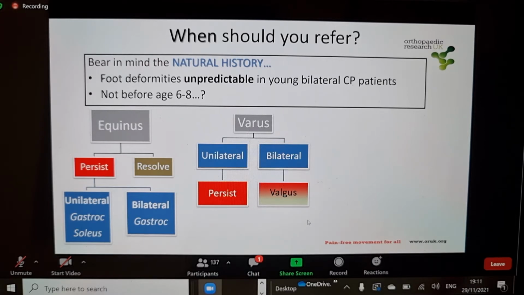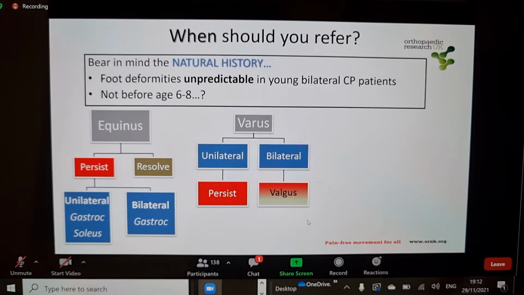It's not simple as varus, of course. We'll come on to that in a moment, but that's what people commonly call it. In these patients, there's a difference between the unilateral cerebral palsy and the bilateral cerebral palsy patients. So the unilateral patients, once they have varus, it tends to persist. And so those might be patients you're more likely to refer perhaps earlier. In the bilateral patients, presenting with varus is less common, but it is not uncommon for those then to change and move to a valgus position. So this is what I mean about the unpredictability of the natural history.